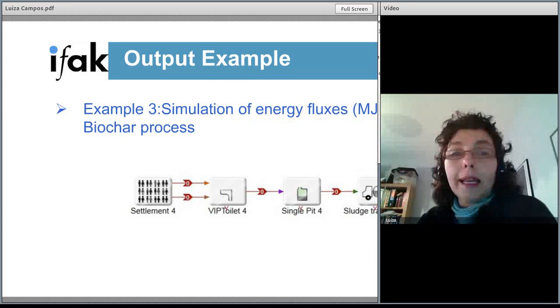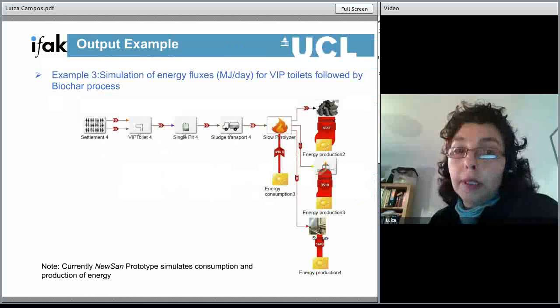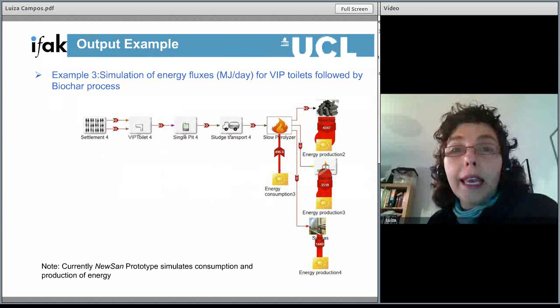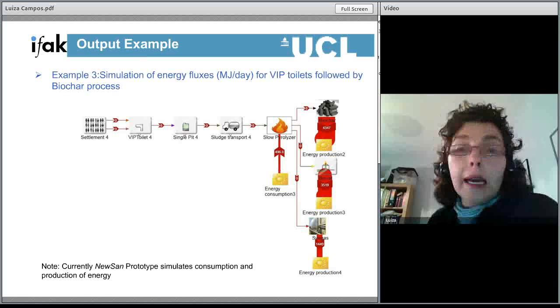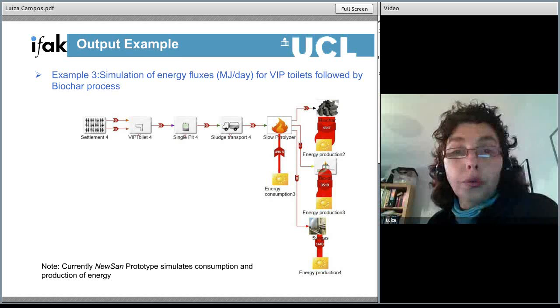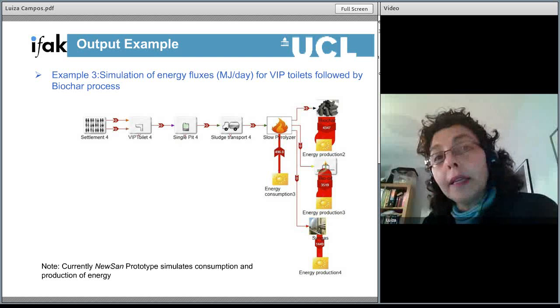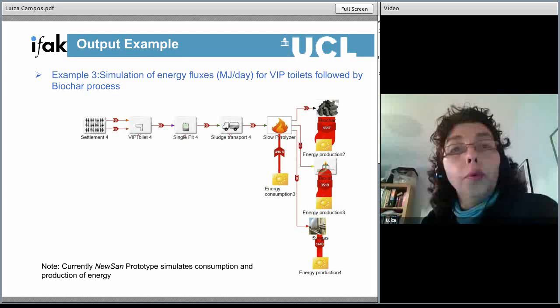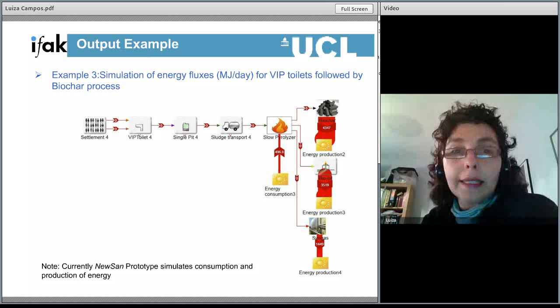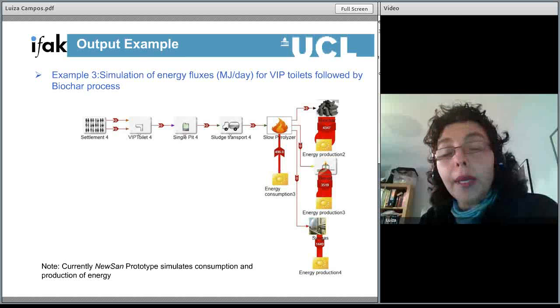So this is another example of an output representing energy fluxes for a system that consists of VIP latrines, and then goes to a single pit, and then from the pits the sludge is collected for a pyrolysis system where we are going to produce biochar. This is just the setup for this energy flux. As you can see, the arrows show the energy that is generated and produced.